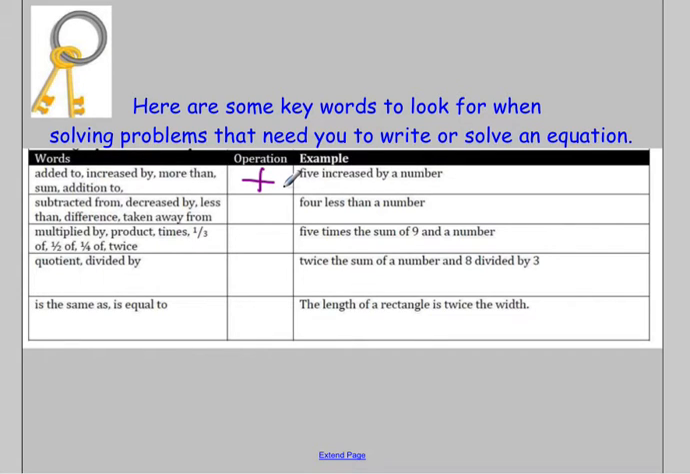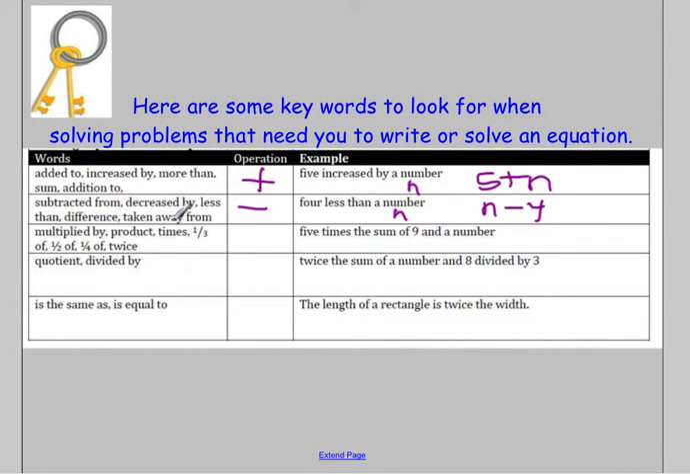So here's an example. 5 increased by a number. We do not know what that number is, so I'm just going to call it n. 5 increased by a number. 5 plus a number, increased by. The next one is subtracted from, decreased by, less than, difference, taken away from. That shows me it's going to be subtraction. 4 less than a number. So once again, my number is n. 4 less than, so it'd be n minus 4.